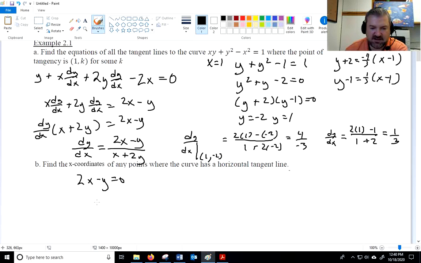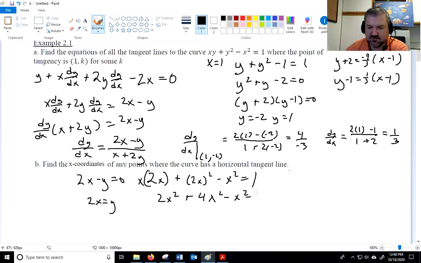All right, I can solve that, and I get that 2x is equal to y. Great. Let's plug it in for y now in the original equation. So I have 2x for y, times an x. Forgot my x. And then y squared would be (2x) squared, make sure you use parentheses, minus x squared equals 1. So this becomes 2x squared plus 4.